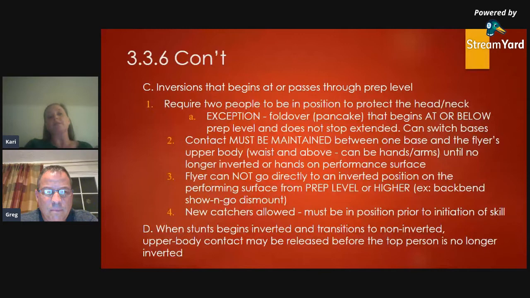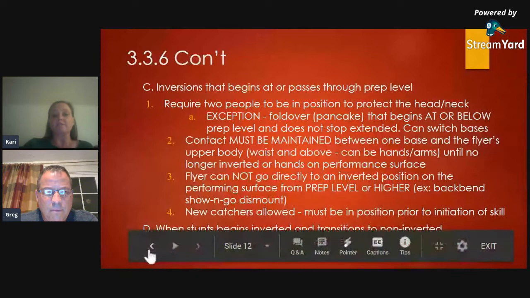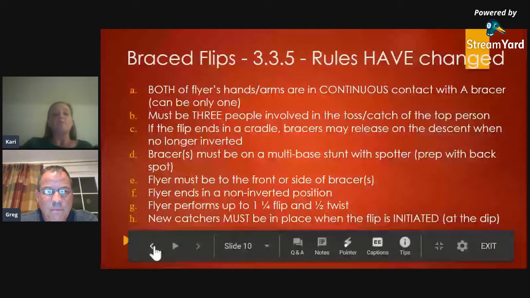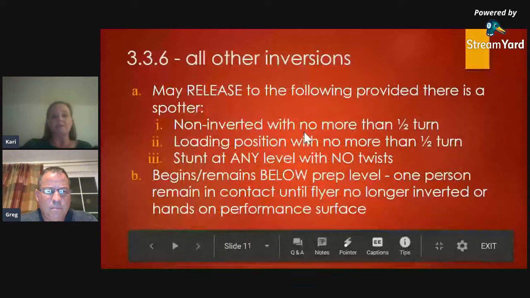Basically, the 336 rule is pretty much for partner stunts because these are unbraced. Braced flips have their own rule, braced rolls have their own rule, braced inversions have their own rule. And then 336 is for everything that's just a partner stunt by itself. So again, think about where it starts and where it ends.